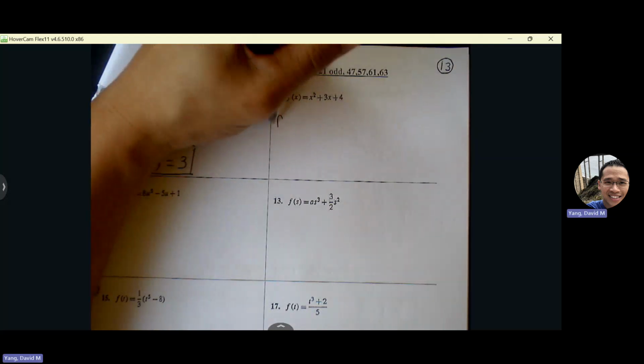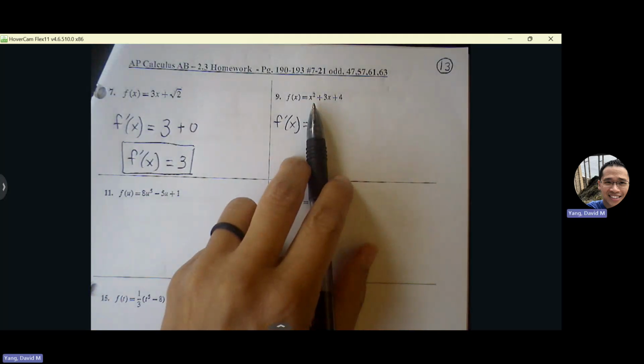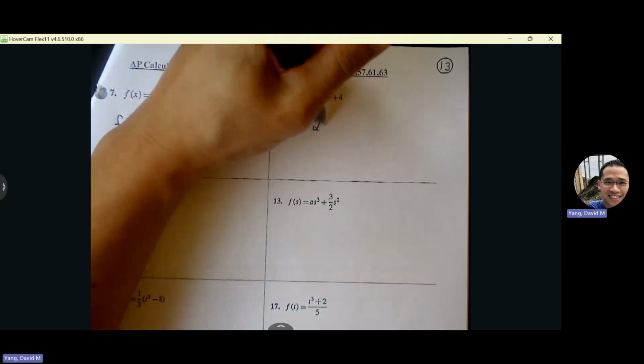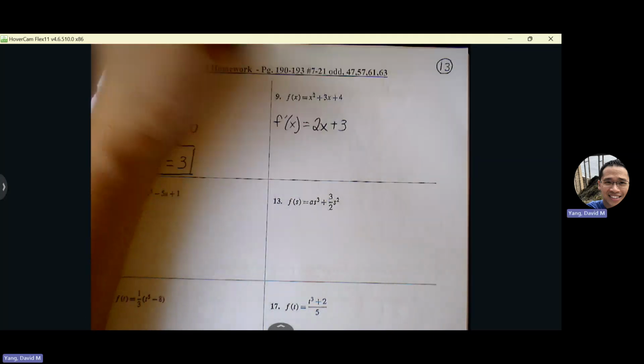Okay, number 9. X squared becomes 2x. 3x becomes 3. 4 goes to 0.